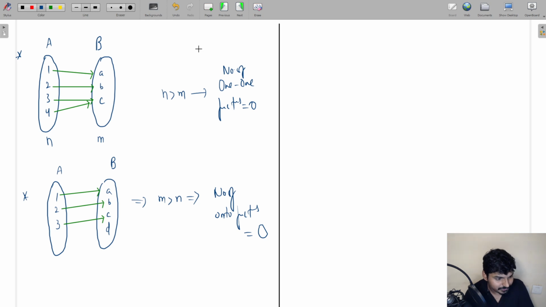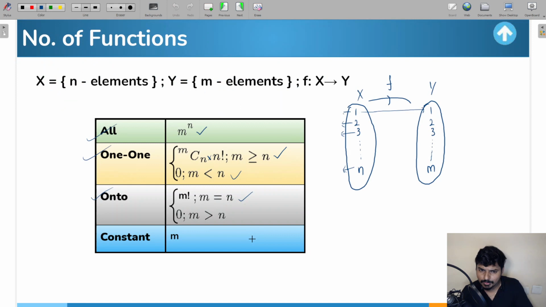So remember this, everyone. These are the things which are very important for your examination. Questions are going to be framed on the number of functions. So I hope this concept is clear for you.